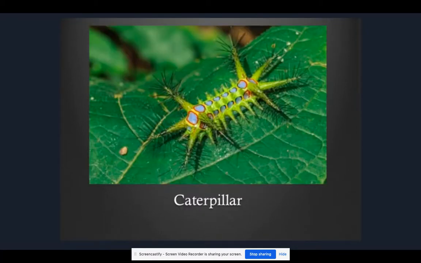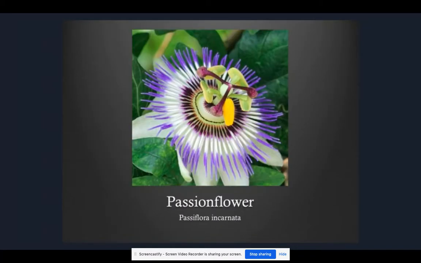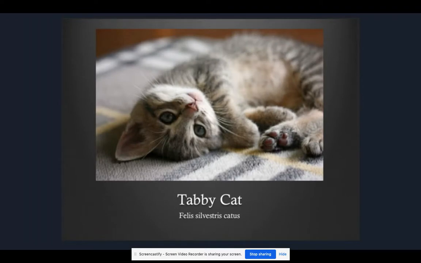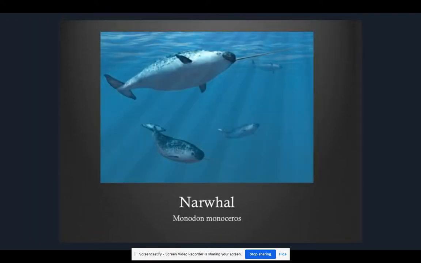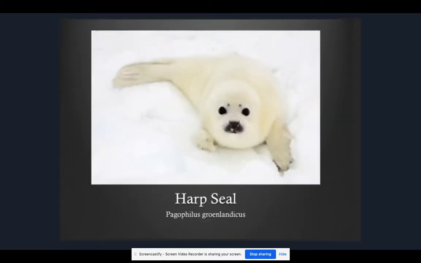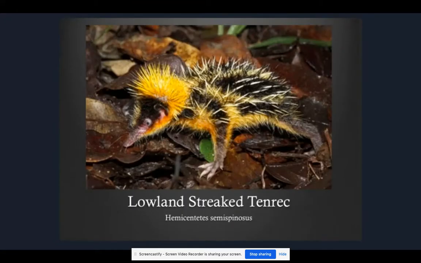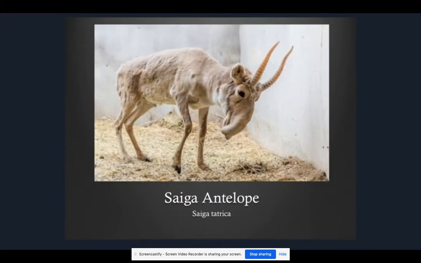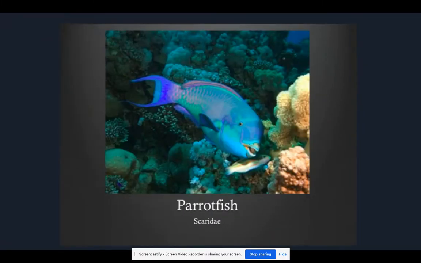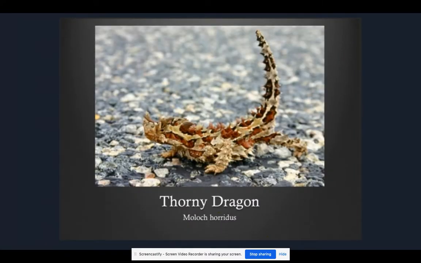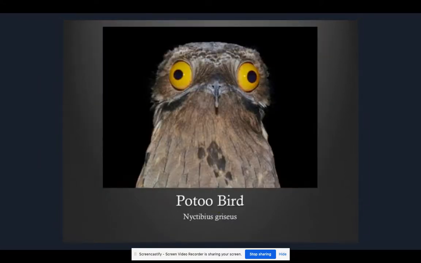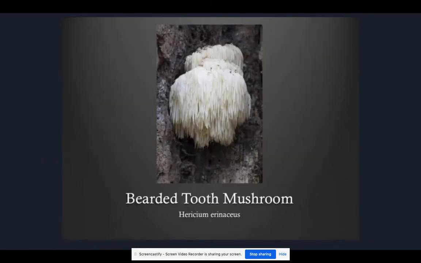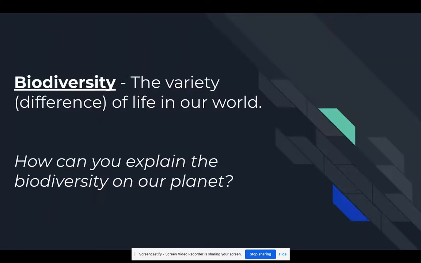caterpillar, passion flower, tabby cat, narwhal, oh, I love narwhals, harp seal, lowland streaked tenrec, I think I said that wrong, a saiga antelope, parrotfish, thorny dragon, I bet that's one of Mushu's cousins, pitohui bird, a bearded tooth mushroom.